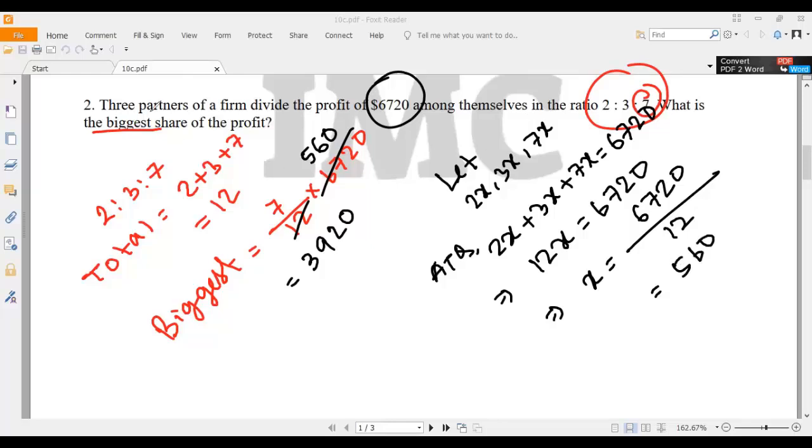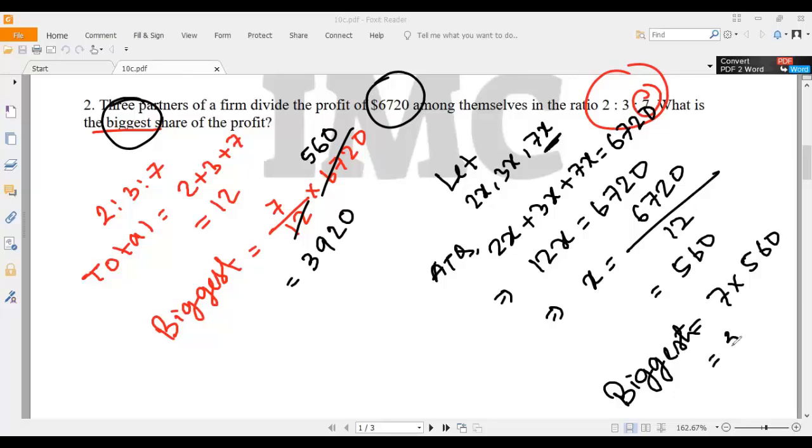Now, the question says what is the biggest share? So what will be the biggest share? Biggest share will be 7 multiplied by 560 because biggest share is 7x. So instead of x, we can put 560. So after multiplying 7 by 560, we will get $3,920. And that is the solution of this problem. I hope you understand this one properly.